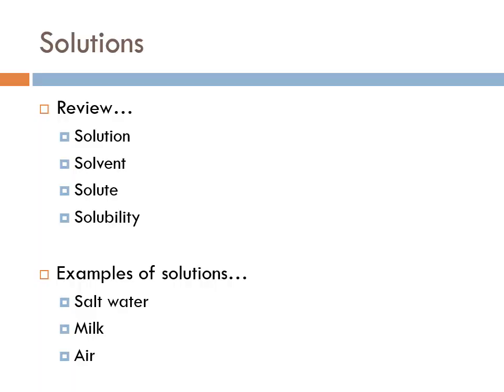So quick review: a solution is a homogeneous mixture. Remember, that's a mixture that is the same throughout. And it's a homogeneous mixture in which we have a substance or more. So we can have one or more substances that is dissolved in another substance.